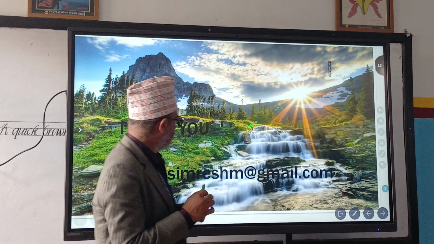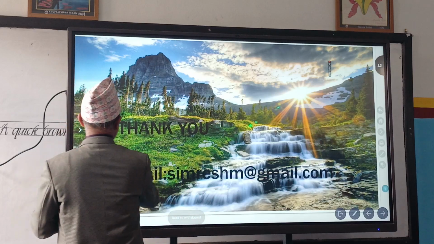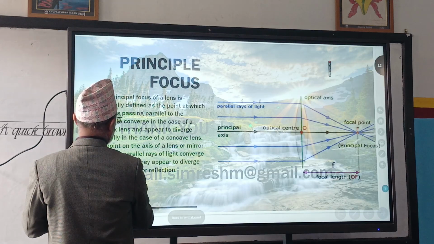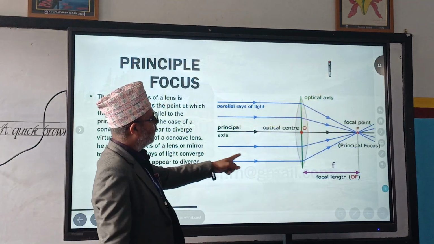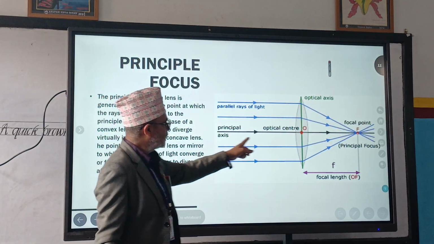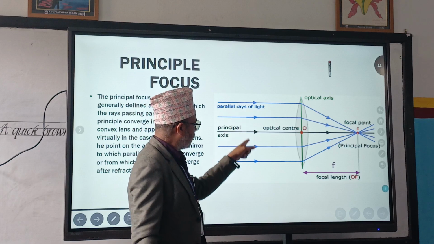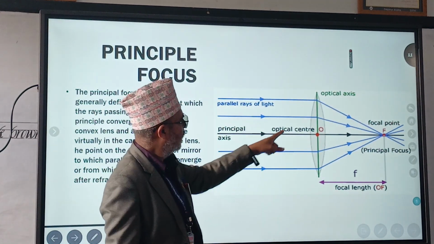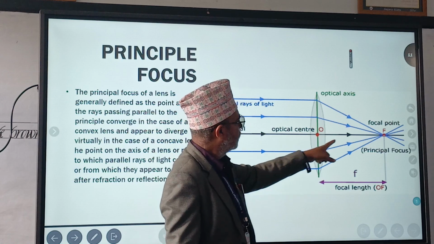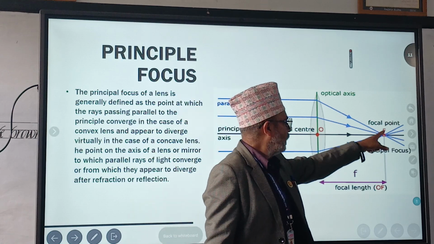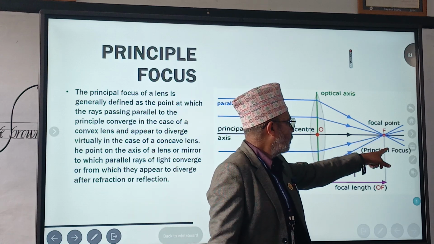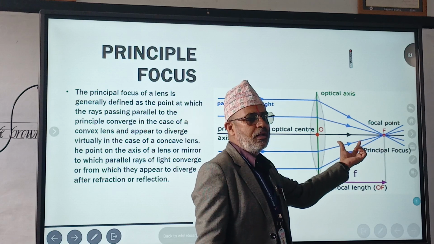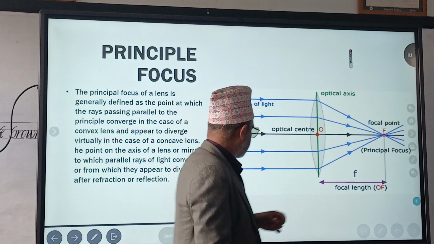Okay, so these things were discussed yesterday as well. Now, just see once again, what did he say? The principal axis is black. And what are these blue and red colors? These are the rays of light. When they strike a convex lens, they meet. That point is called the focal point or principal focus. And what is this distance called? Focal length. Right? So these points were discussed.